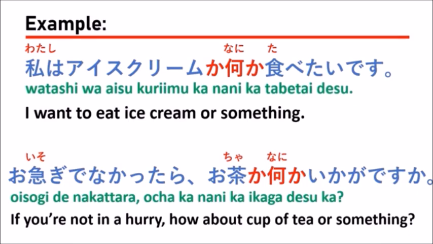And for the second sentence, if you don't know what that person wants to drink, you can say ocha ka nanika, that means a cup of tea or something like this. Isogi de nakattara means if you are not in a hurry, right? Ocha ka nanika ikaga desu ka? Ikaga desu ka means "how about" in English. You can translate this as: how about a cup of tea or something.